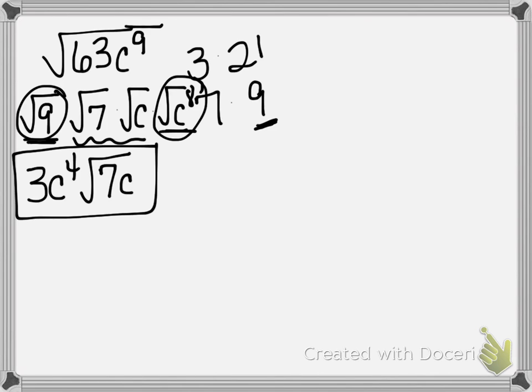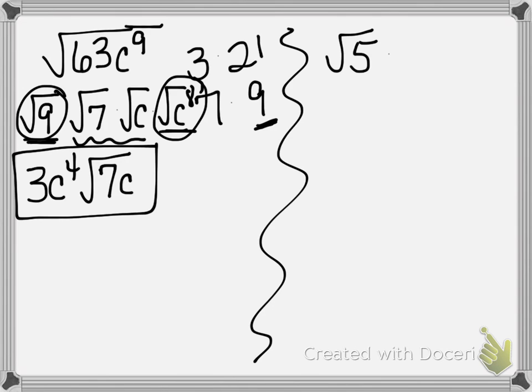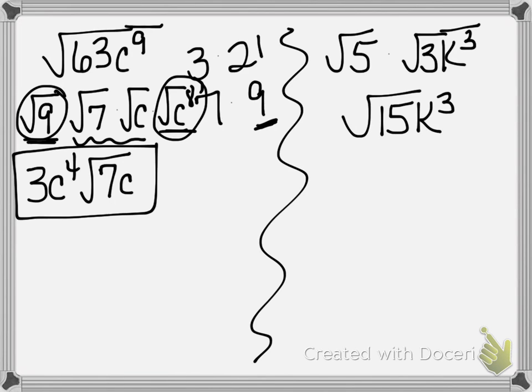Okay. Let me see if I see anything else on here. Yeah, there's a couple others. I don't know if we've done this one or not, but I'll try it with you. It's the square root of 5 times the square root of 3k to the third. You can put it all under one radical. It's fine. It's not going to hurt anything to just go square root of 15k to the third.